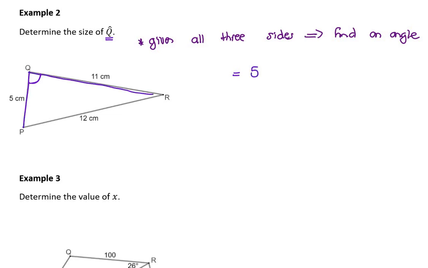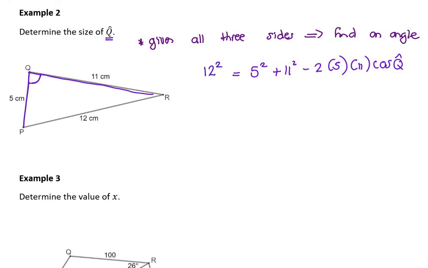So this has to be 5 squared plus 11 squared minus 2 times 5 times 11 times cos of the angle in between. So always set up that side, because you know that's the two sides and the angle in between, and then you know where to put the sides. So my left hand side has to be my 12 squared.